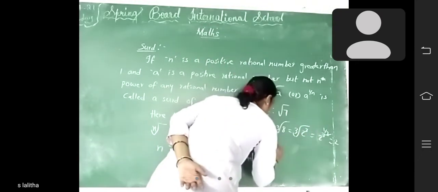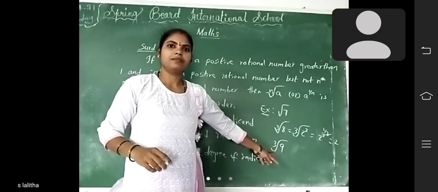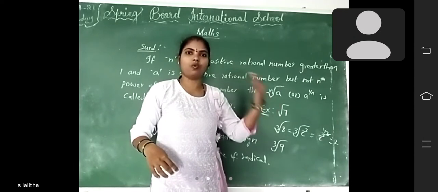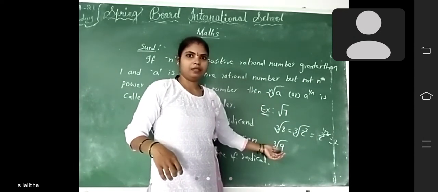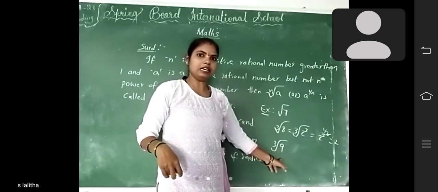Okay. Cube root of 9. Is it a surd, children? Yes, it is a surd. Why? Because 9 can be written as 3 square only, not 3 cube. So it is a surd. Did you understand, ma'am?